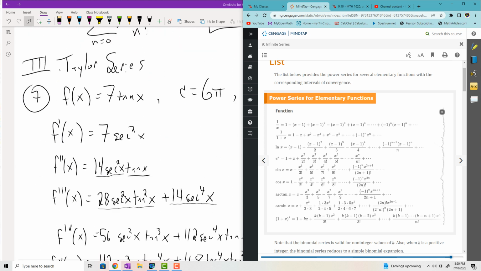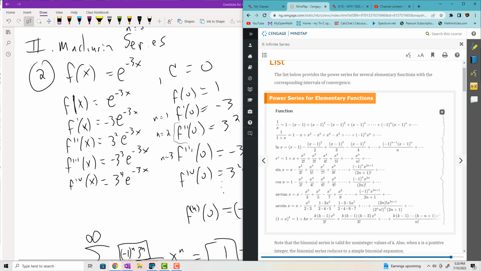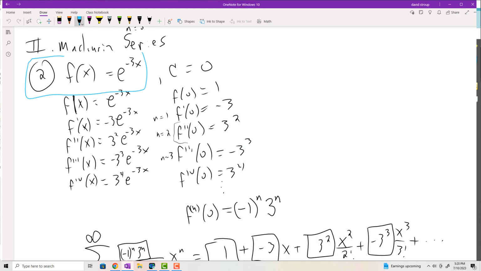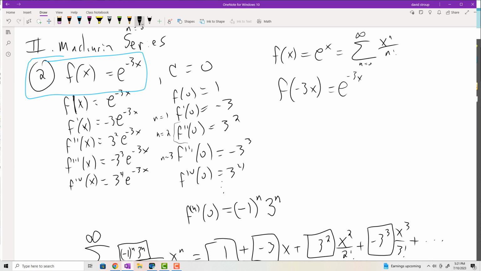All right. So, for instance, if I wanted to find the power series for this guy right here, this e to the negative 3x, I have the list, in the list, the power series representation for just e to the x. The e to the x is the power series x to the n all over n factorial from n equals 0 to infinity. So how do I get e to the negative 3x? You're going to go f of negative 3x equals e to the negative 3x. That thing, all I'm going to do is replace x with negative 3x.